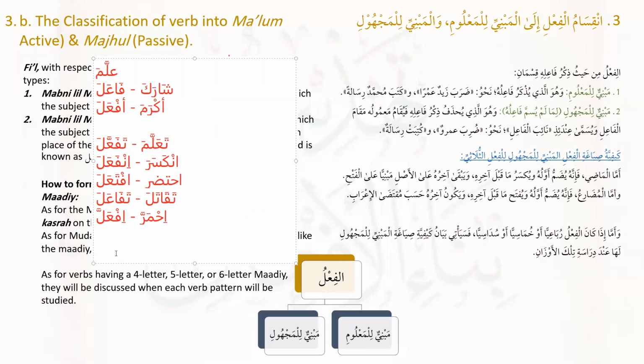Now we have the sudasi ones. Sudasi means verbs with a 3-letter root having 6 letters in their madi state. What do we have? We have, for example, استخرج, to take out something. What are the root letters of استخرج?